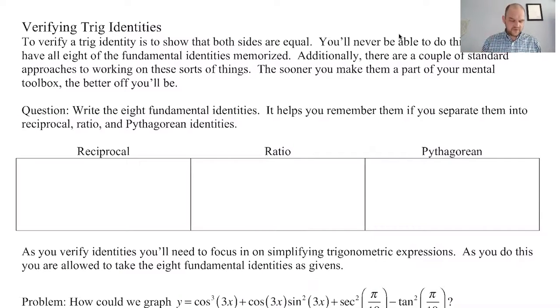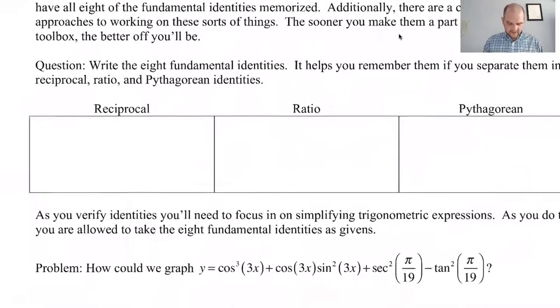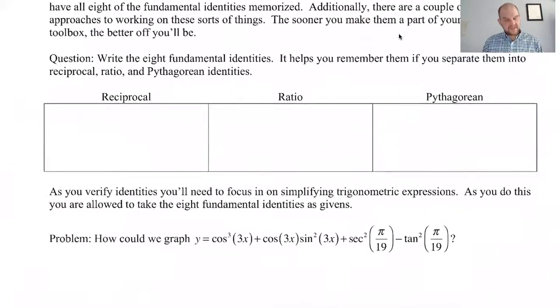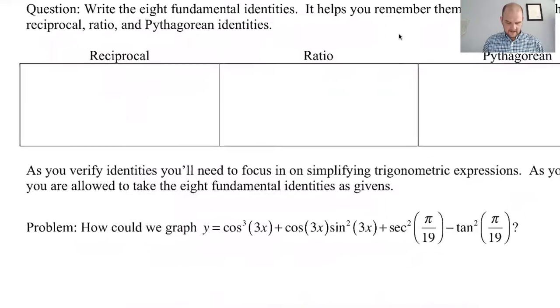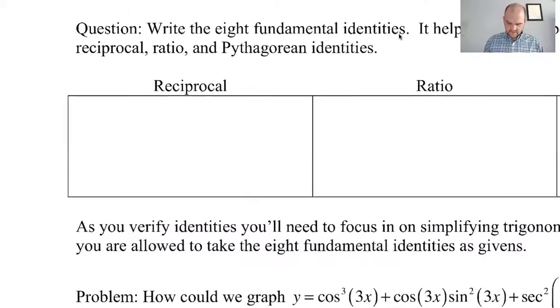So these are things that are true, either by definition or because we've already verified them, and therefore we're allowed to use them to derive other things and verify other things. So let's see if we can write them down, because if you can't write them down, you can't use them, and if you can't remember them, you're gonna have a bad time.